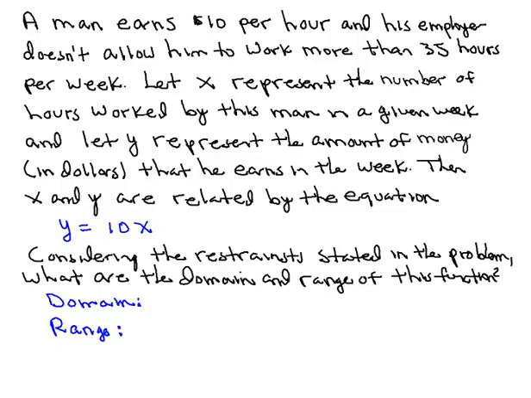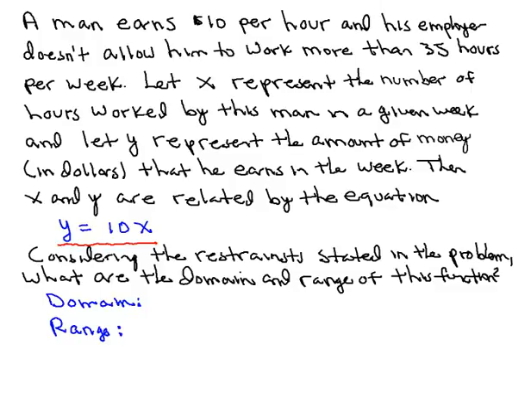We're told that a man earns $10 per hour and his employer doesn't allow him to work more than 35 hours per week. Now, if we let X represent the number of hours worked by this man in a given week, and Y represents the amount of money in dollars that he earns in the week, and if X and Y are related by the equation that you can see is stated here in blue, Y is equal to 10X. Now, given the restrictions that were stated in the problem, what would then be the domain and range for this particular function?